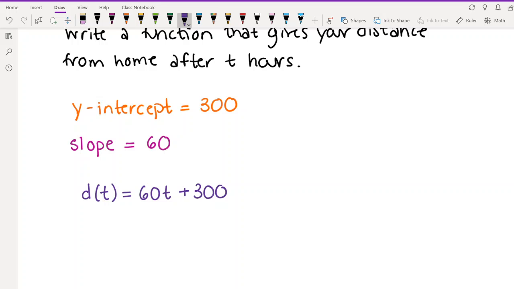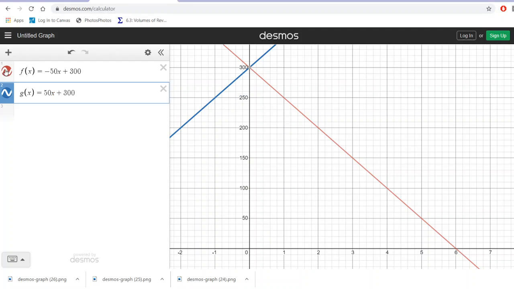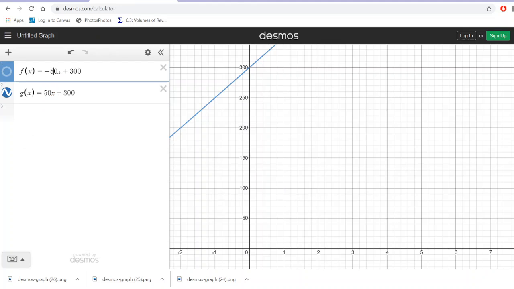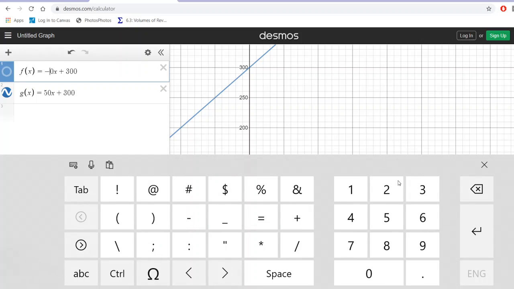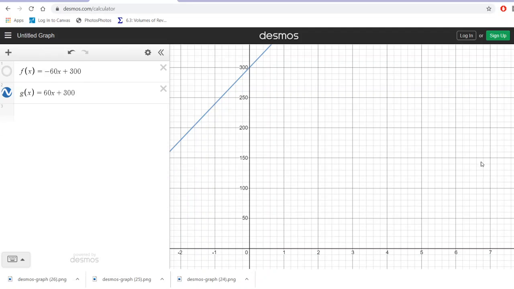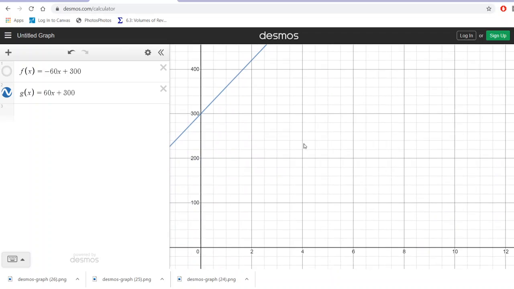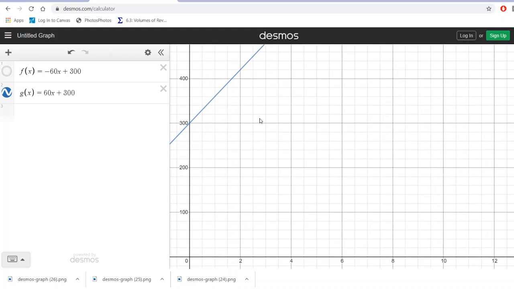Okay, so let's see why that is actually wrong. Oops, I actually typed this wrong. Give me 1 second. I think I might have in my notes said 50 instead of 60. Okay, so this is the graph of 60x plus 300, which is what we just said might be our correct function. So does anything stand out that might be wrong just by looking at the graph?